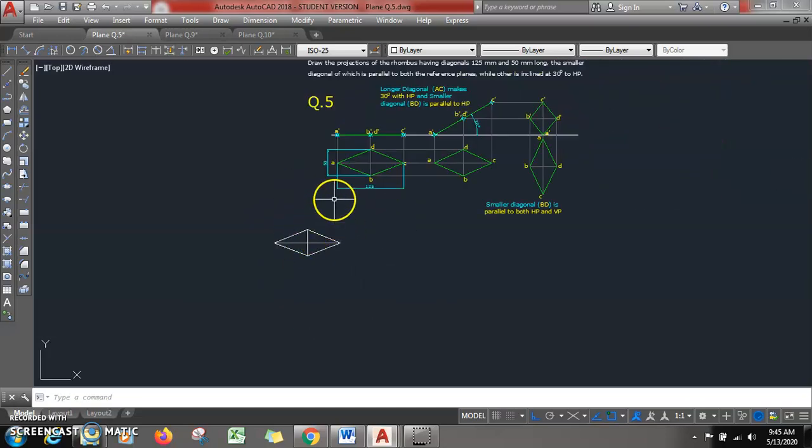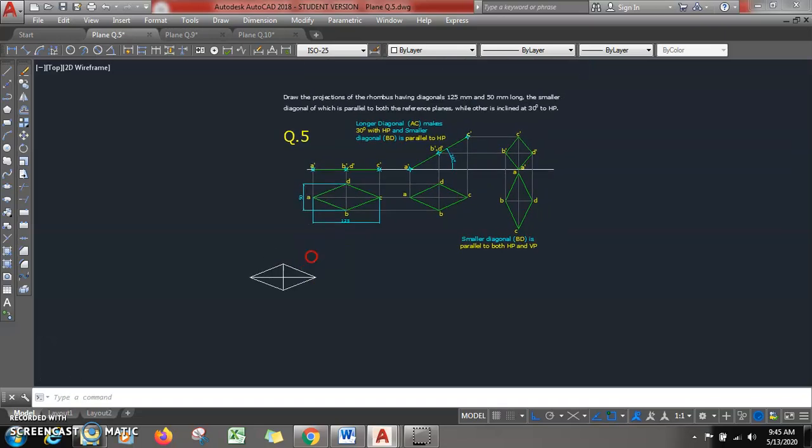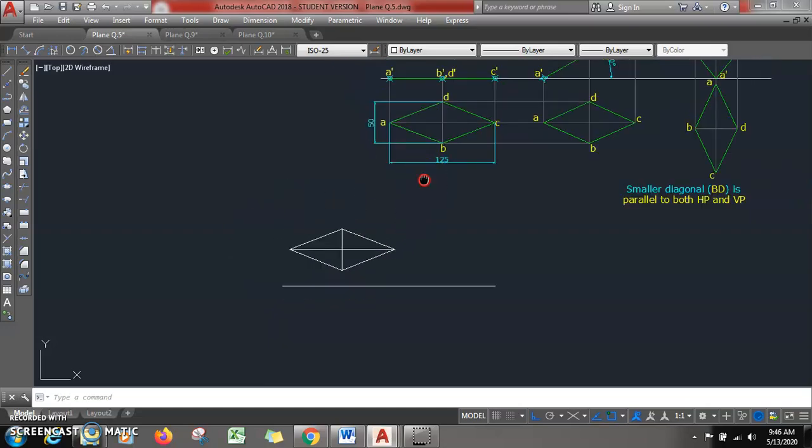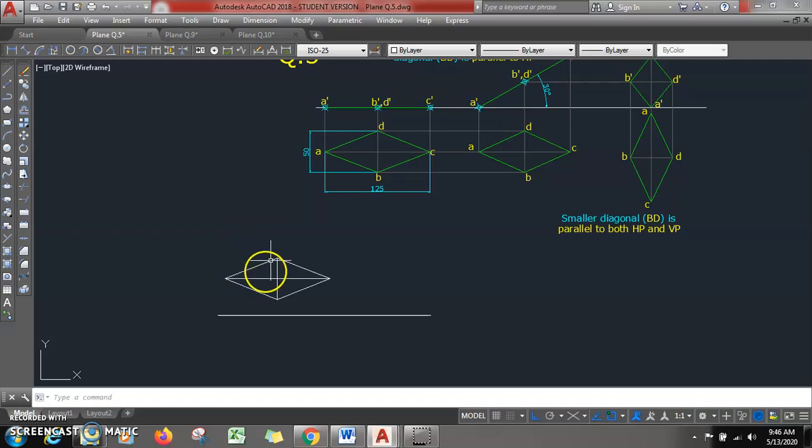Now if we assume that it is resting on VP, then what will happen? The top view will be a line view. And as it is a rhombus, it will be resting on a corner only. It is always resting on a corner. So the rhombus dimensions are given. Now initially let us assume that it is resting on a corner on VP.